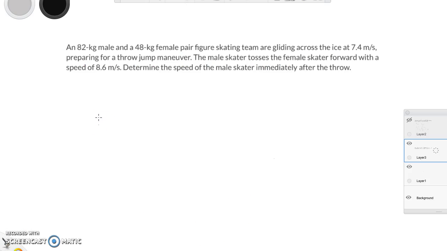Okay, so here we have another one involving some figure skaters this time, and they're sliding across the ice together to do a jump. The male skater is going to toss the female skater forward with a speed of 8.6 meters per second. And the question is, how fast is the male skater going afterwards? So we have 82 and 48.